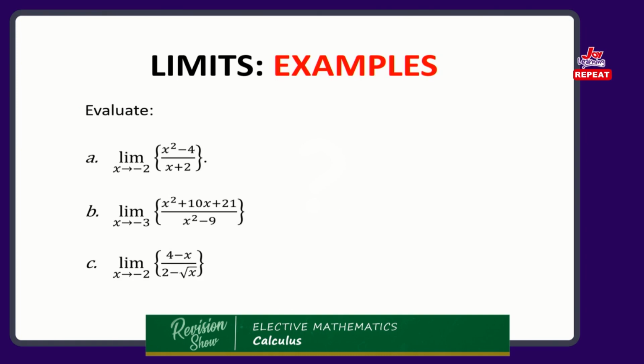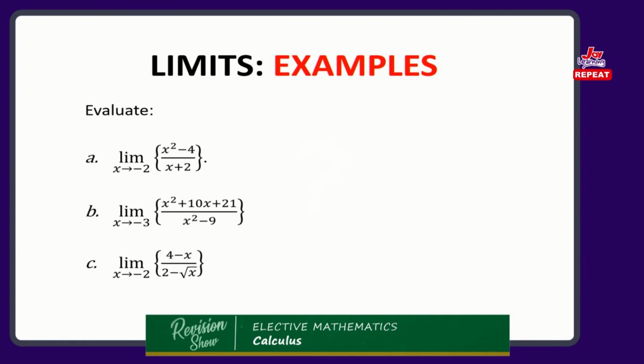Say you're given to evaluate these three functions. The limit of x squared minus 4 all on x plus 2 as x tends to negative 2. If you're in your first or second year watching me, learn how it is said. If you're in your final year and you never learned how to say it, this is a good time to learn it. It is the limit of x squared minus 4 all on x plus 2 as x approaches or tends to negative 2.